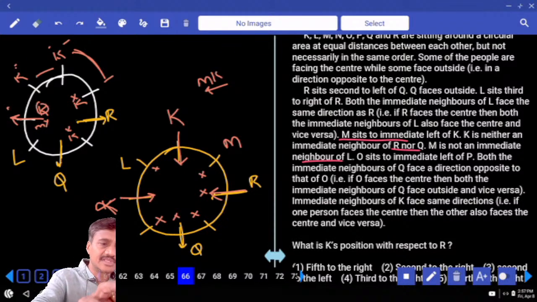Because K cannot be here, K will be here. K is here, M will be here, not possible. Now follow here. Hence, O and P cannot be in these 2 places. As O and P cannot be in these 2 places, what is the possibility for this O and P?